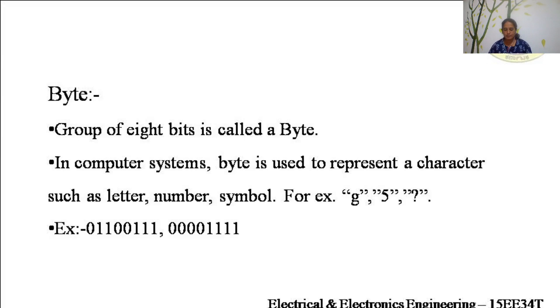Definition of a byte. Group of 8 bits is called a byte. In computer systems, byte is used to represent a character such as letter, number, symbol. For example, G, 5, question mark. Examples for byte are 01100111, 4 zeros, 4 ones, etc.